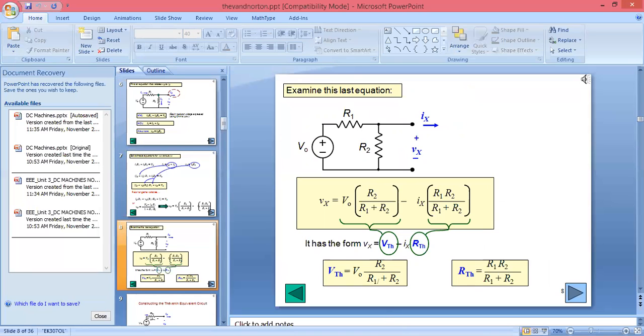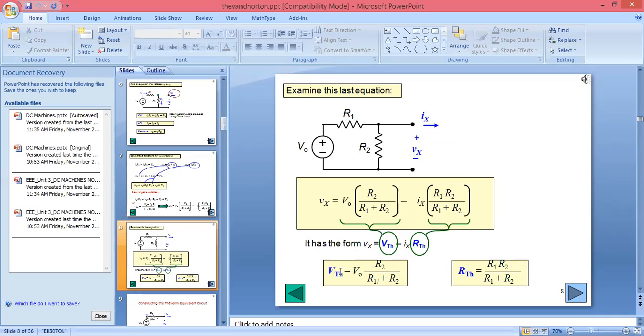So here we can see it has the form Vx equal to Vth minus Ix Rth. So here we can say Vth is nothing but Vo R2 upon R1 plus R2 and Rth is nothing but R1 R2 upon R1 plus R2. Because if you see here, we are supposed to find the value for Thevenin equivalent. At that time, you can see these are in parallel because these are in closed loop. So here, if we are considering load, this will become parallel. You can take Rth equal to R1 R2 upon R1 plus R2.